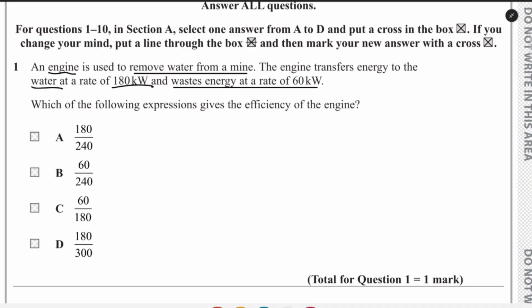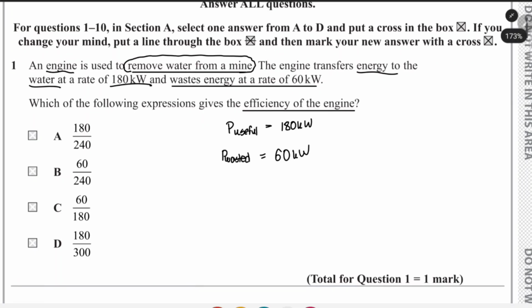Now the energy that is transferred to the water is useful because that's what we are doing. We are removing water, so every bit of energy we transfer to the water is useful. So the useful power is 180 kilowatt and the wasted power is 60 kilowatt. Now we are asked to find the efficiency of the engine.